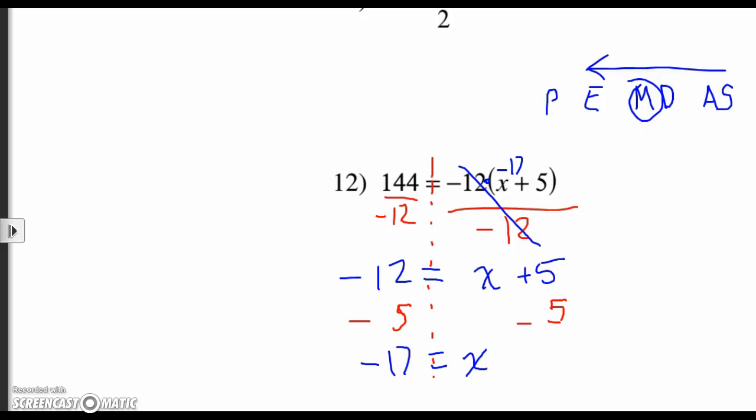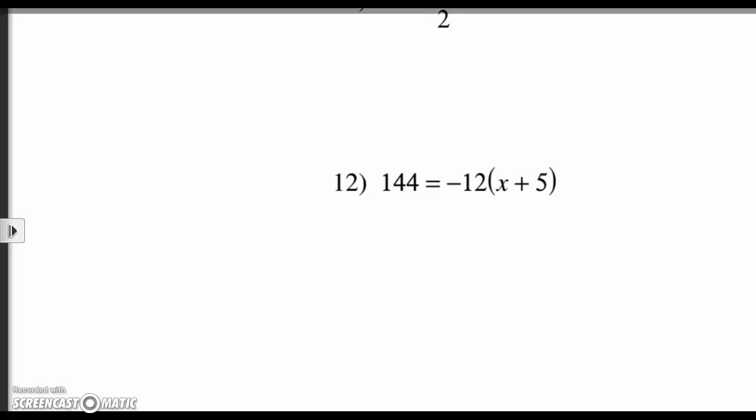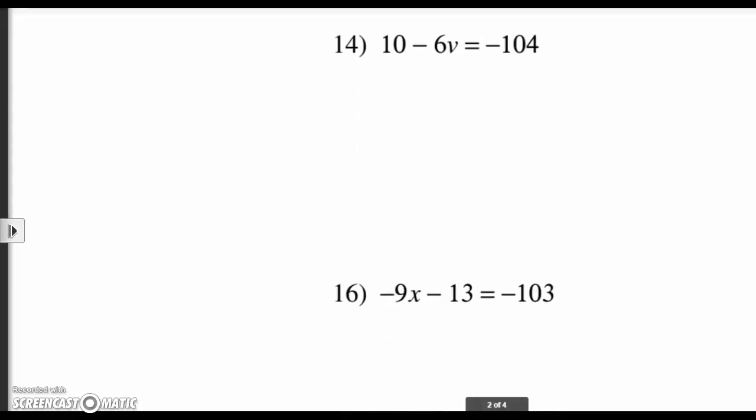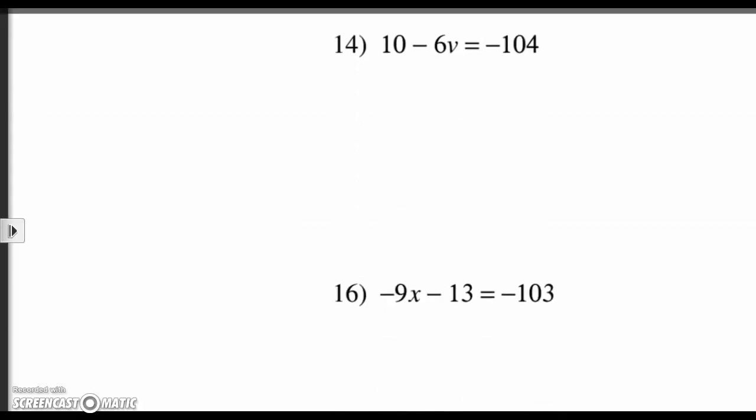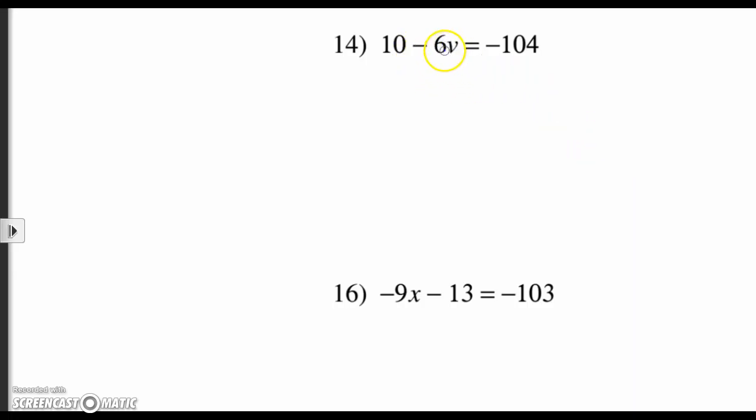All right, last example I wanted to go over was 14. Now this one gets kind of confusing because right now you're subtracting 6v. So there's two ways you could do it. One of them would be to add 6v to both sides of the equal sign. You can definitely do that.